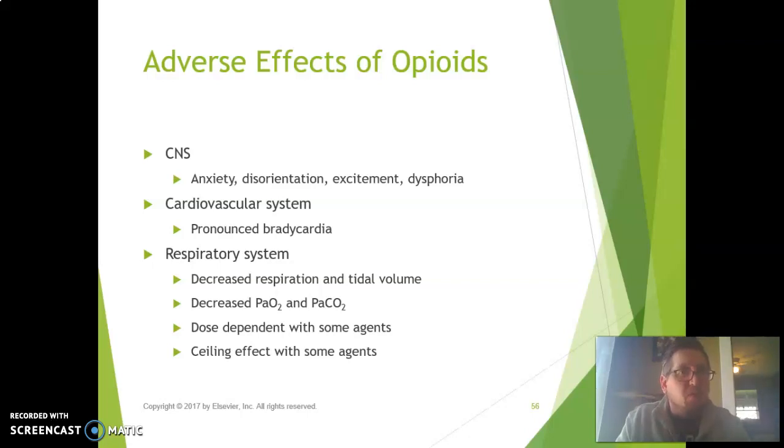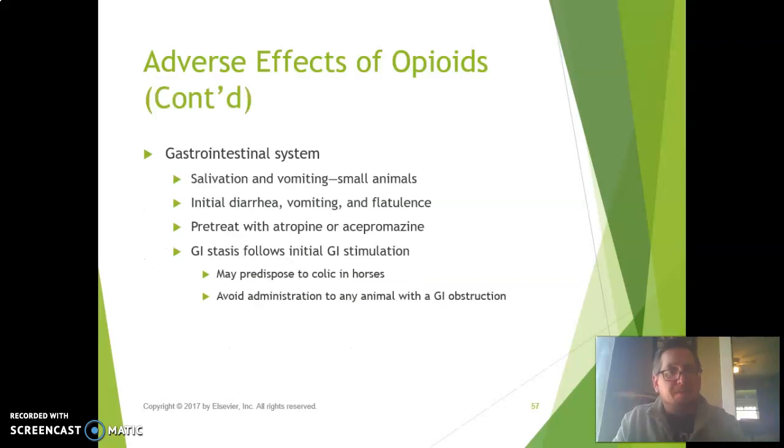The animal can only get the effect of the drug to a certain point in the body, and then it cannot go any further, okay? And that drug is buprenorphine that does that.